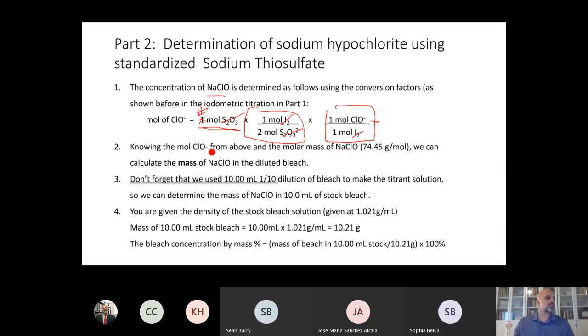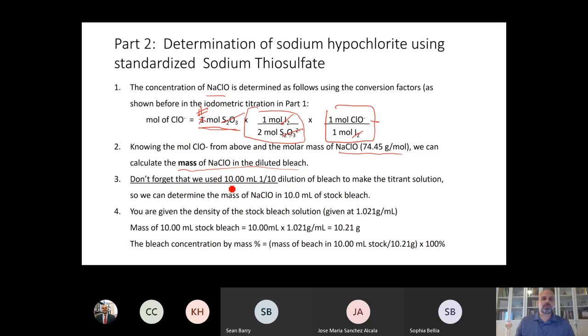Once we know the concentration of the hypochlorite ion from above and the molar mass of sodium hypochlorite, we have that here, 74.45 grams per mole, you can then calculate the mass of sodium hypochlorite that's in the diluted bleach. All we're doing is straightforward: we have the molar mass, multiply that by the number of moles, and that'll give us a number of grams. So this is Gen Chem 1, first semester stuff.